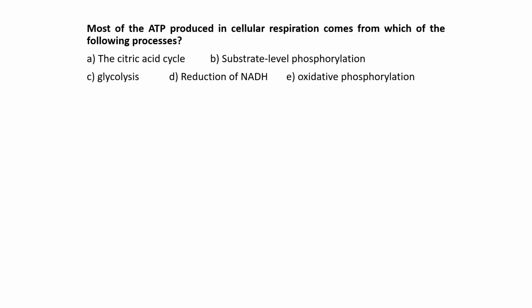Now let's try to answer some of these questions about cell respiration. This question we already answered, but let's do it again. Most of the ATP produced during cellular respiration comes from which of the following processes? So I'm sure that you know that E is the correct answer.